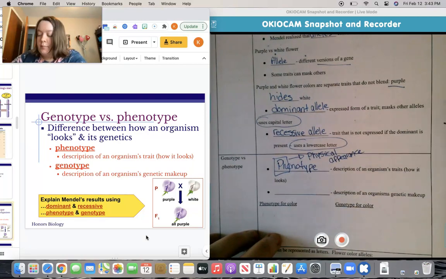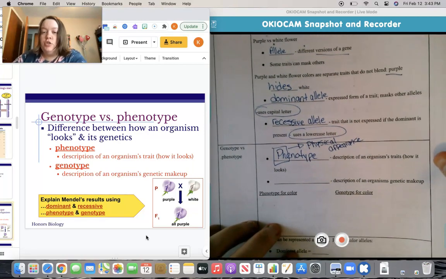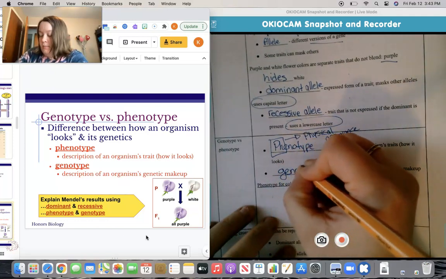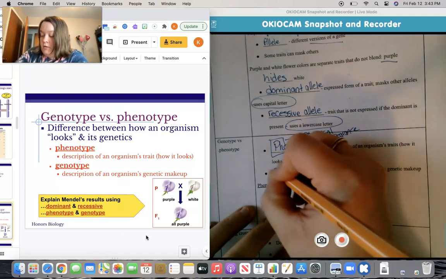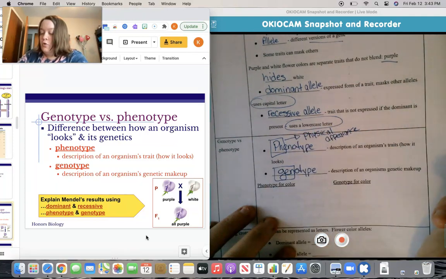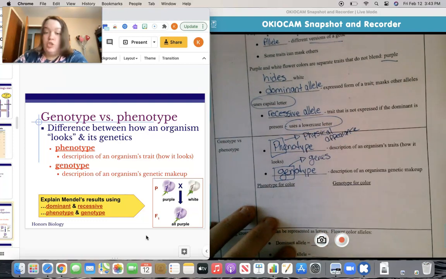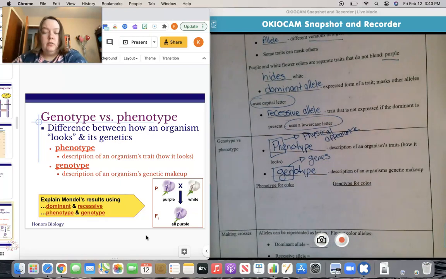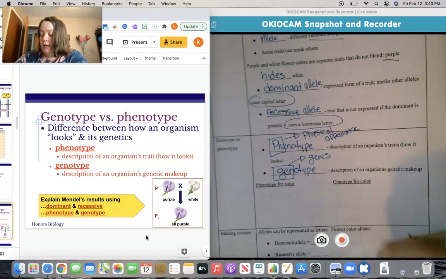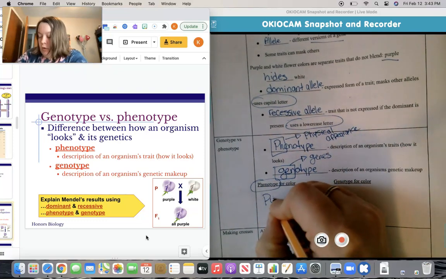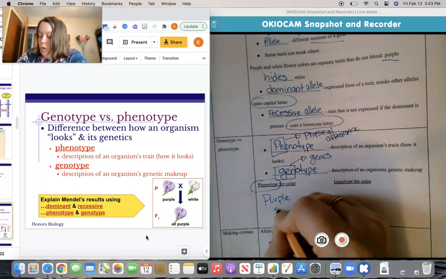That is the phenotype. On the other hand, we have the genes that the organism inherits, and that is called the genotype. So the genotype, I remember geno for genotype, genes. These are the genes, or the genetic makeup of the organism. So when we are looking at flower color in pea plants, the phenotype for color is going to be, well, are they purple flowers or are they white flowers?